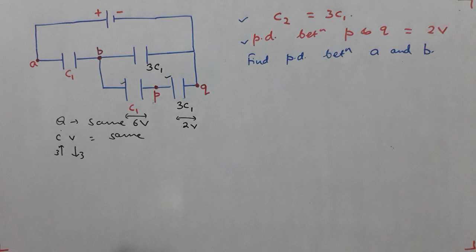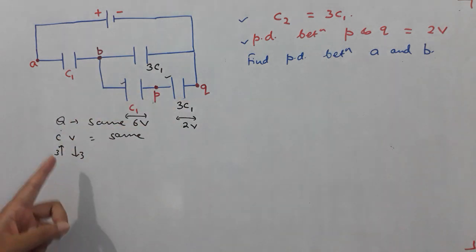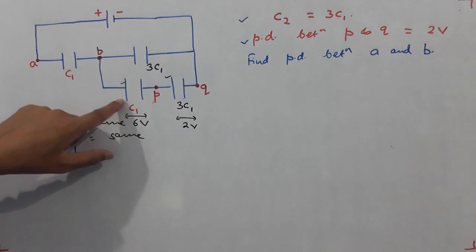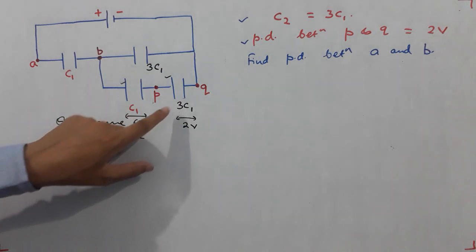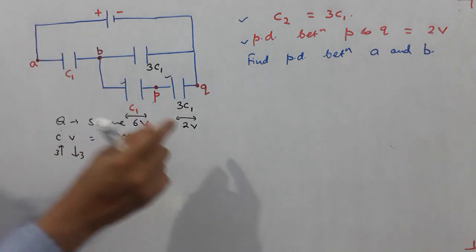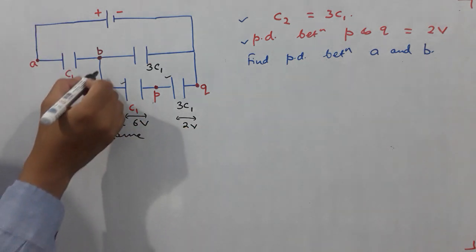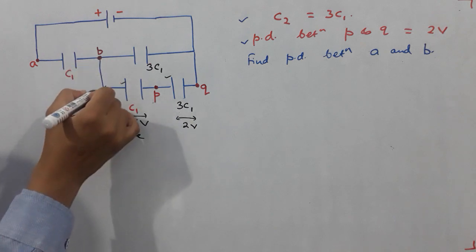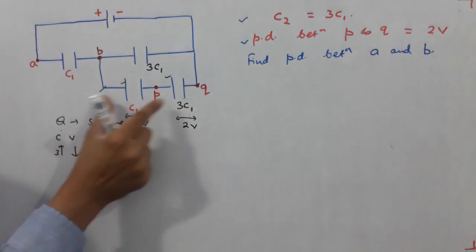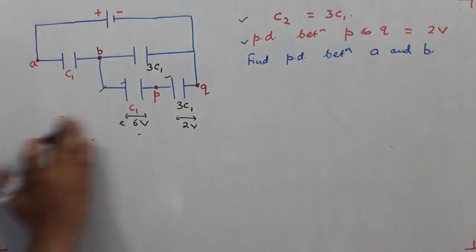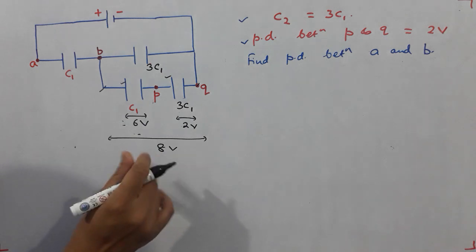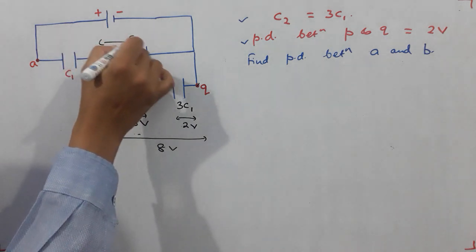Just by simple analogy, they are in series, charge must remain same, C into V will remain same. So you can see this product is 6 times C1 and this product is also 3 into 2, 6 times C1. If this is 2 volt, this is 6 volt, the potential difference between these 2 points, across this combination will be how much? 6 plus 2, that is 8 volt. So this potential difference will be how much? 8 volt. This is same as this potential difference.